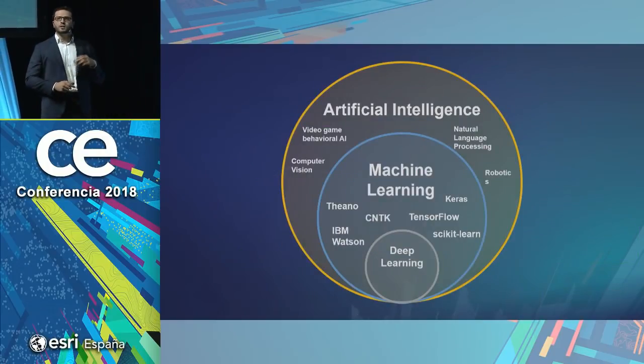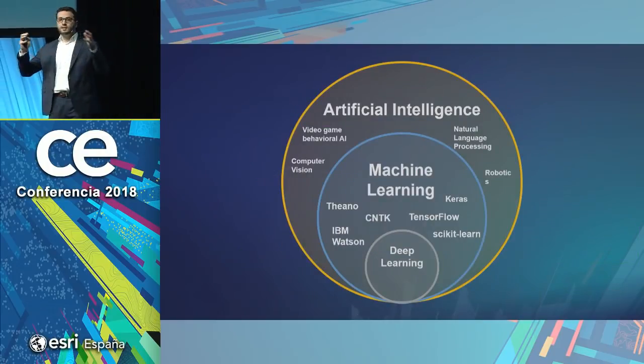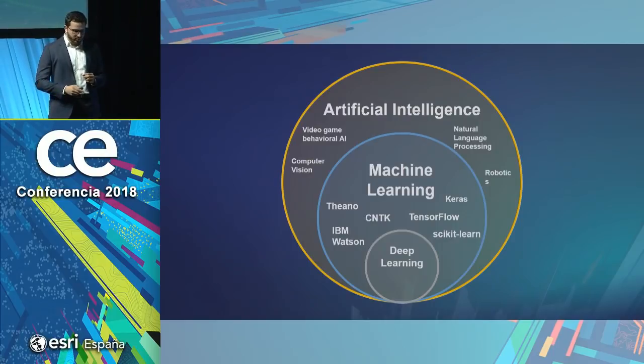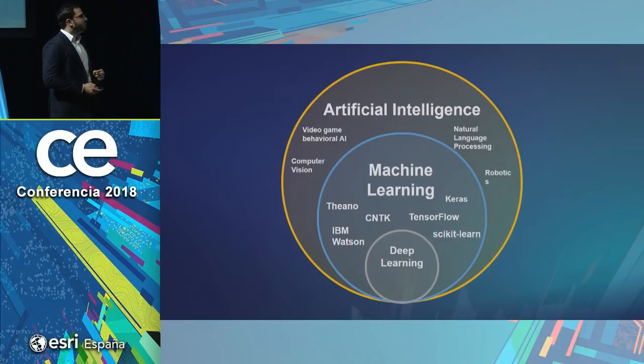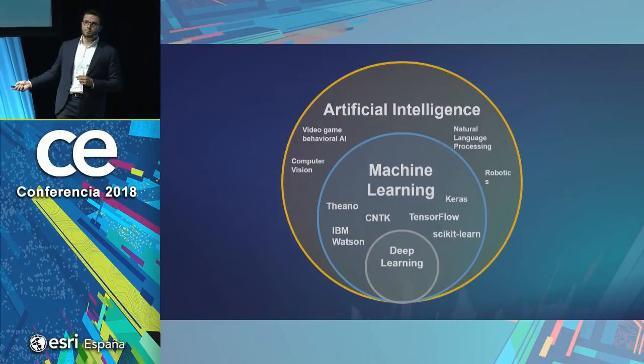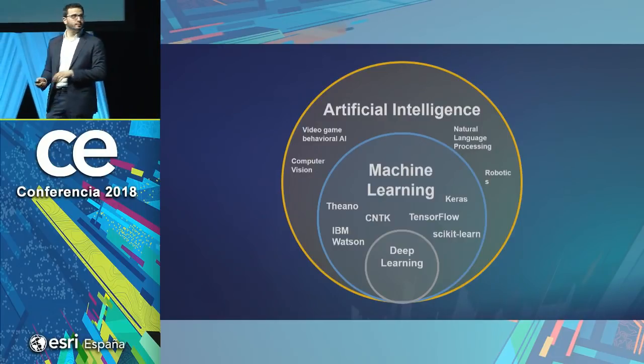So in summary, we look at it that way. AI is the big umbrella, machine learning as a subfield of AI, and deep learning as one category out of that. And maybe you're asking yourself, what does this have to do with ArcGIS and my work in 2018 and 19?